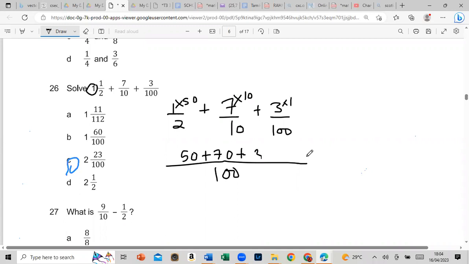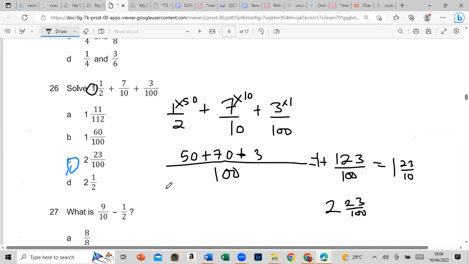So now we add all of this. 50 plus 70 plus 3, what is that equal? 123. Very good. But remember, we already have a 1. Sir, I changed my answer to C. So you should have double checked already, right? Always double check. So this is 1 and 23/100, but then we add the 1 again. So 1 and 1 is 2. So it is 2 and 23/100.